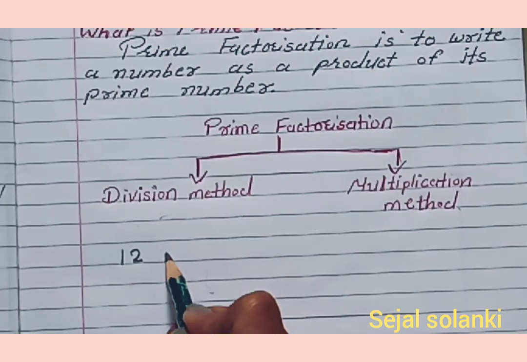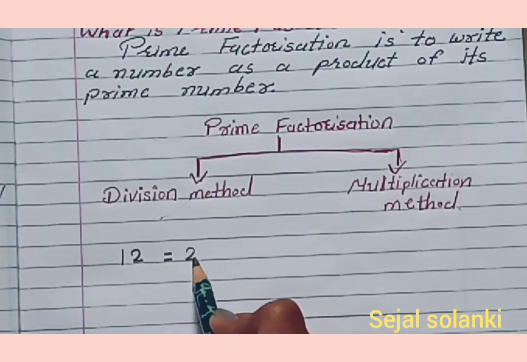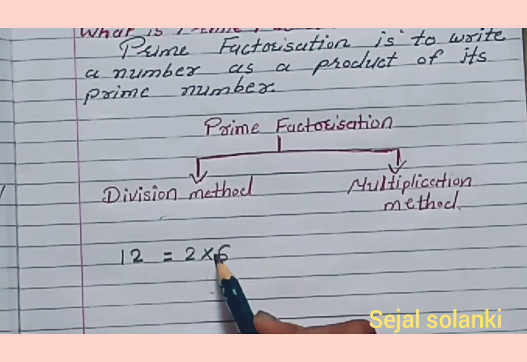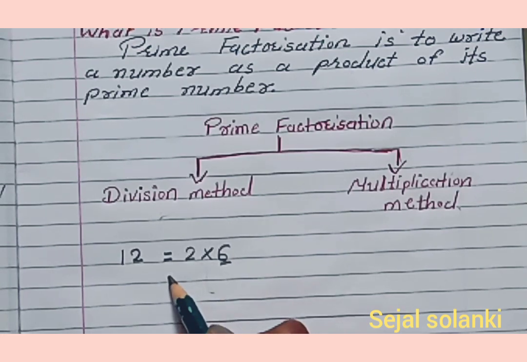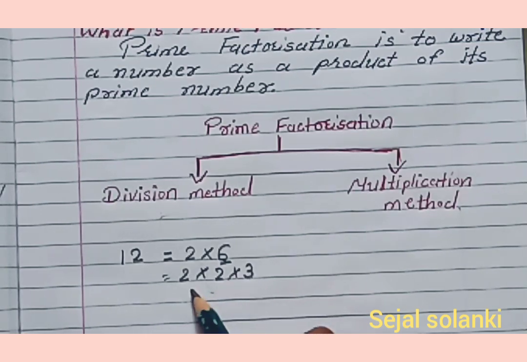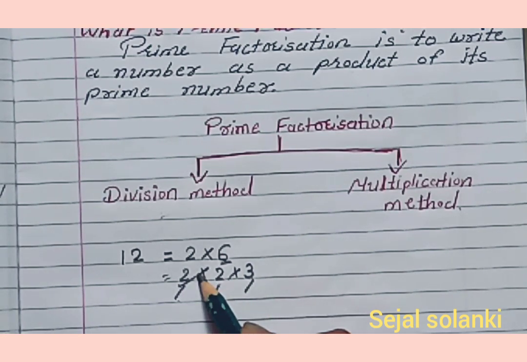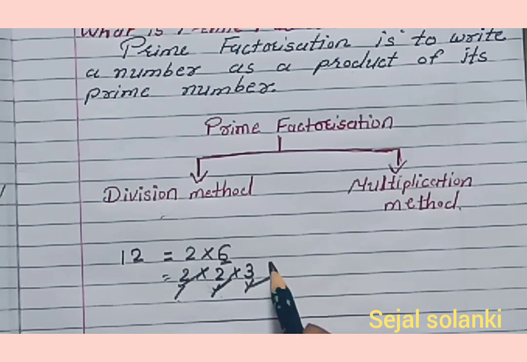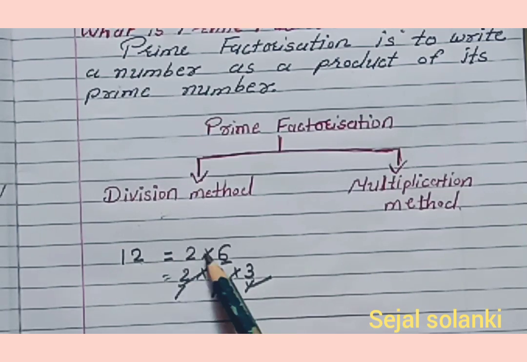We break this number into two numbers. We know 2 sixes are 12. But 6 is a composite number, so we can break this 6 again into 2 threes are 6. So 2, 2 and 3. These three are prime numbers. 2 is a prime number and this 3 is also a prime number. So every composite number can be expressed as a product of prime numbers.